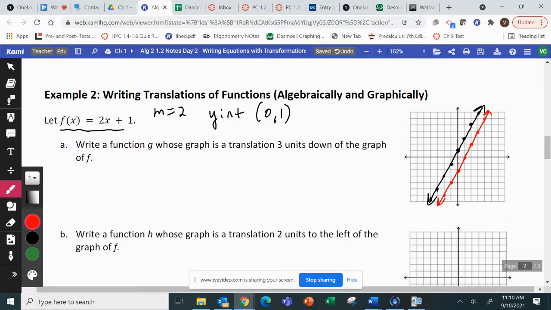So we're going to write the equation of the red line. There's 2 ways we could do it. I want to just talk about how to do it graphically. If we need to write the equation of the red line, what information do I need? My slope and my y-intercept. So for the red line, what is my slope? 2. And my y-intercept?